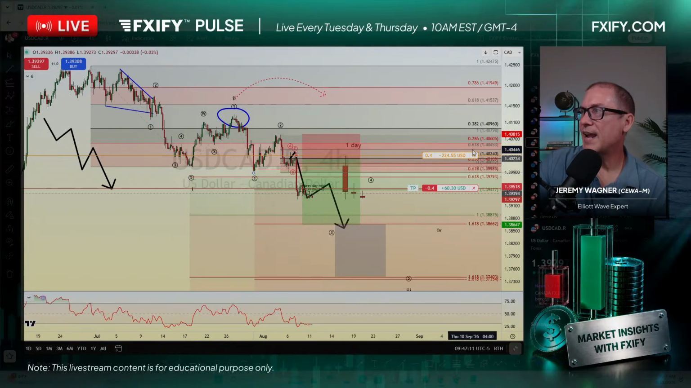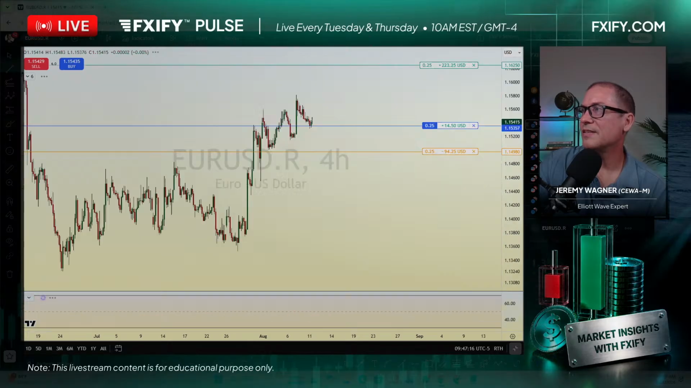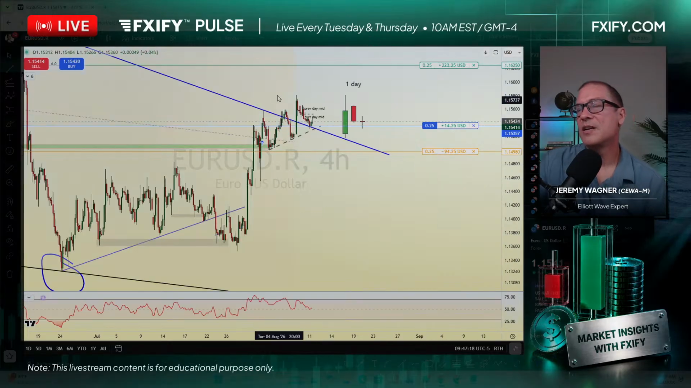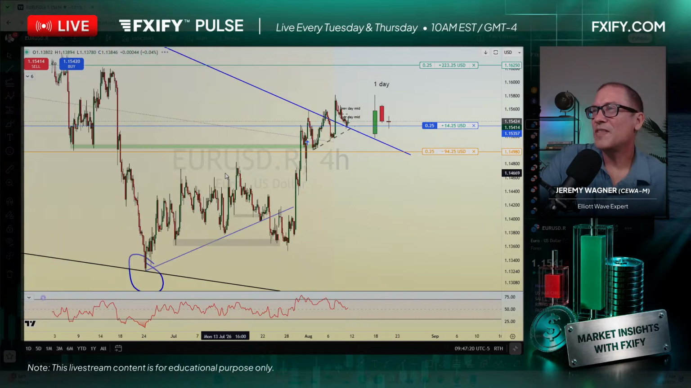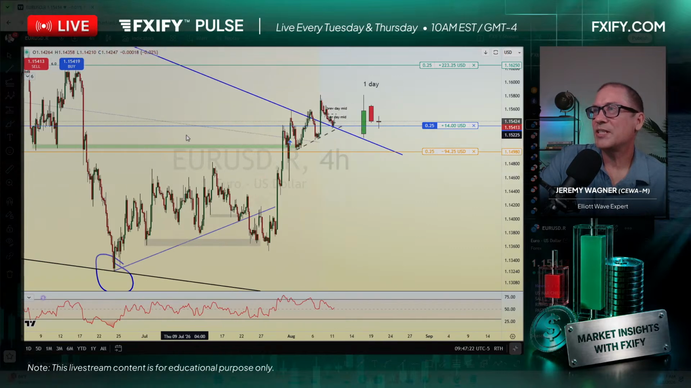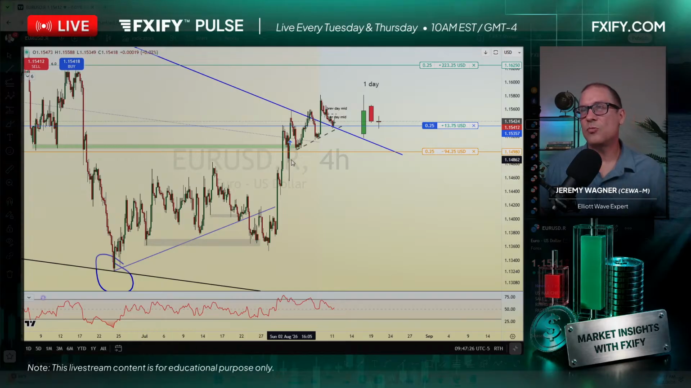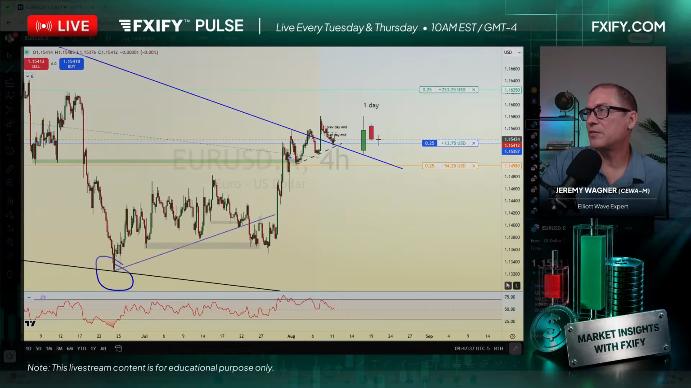Other than dollar CAD, I mean, the euro dollar is the other one that's got my interest. I flipped from looking to the bear side. I'm still not 100% convinced that the low is in. I could see patterns that go both ways here on euro dollar.